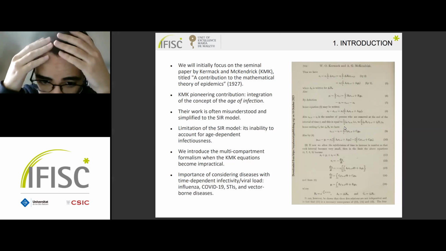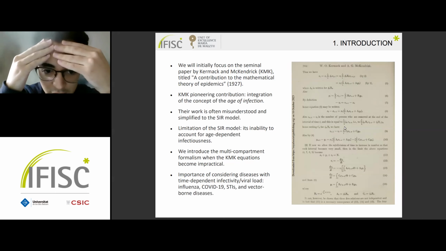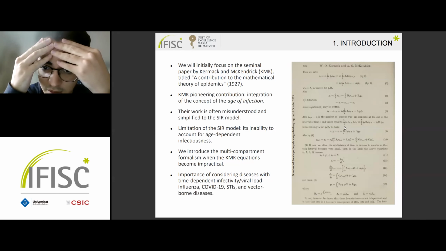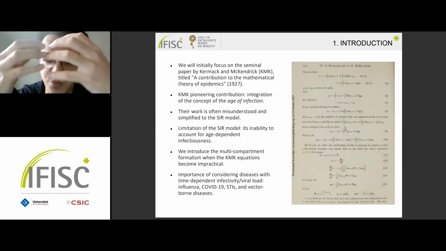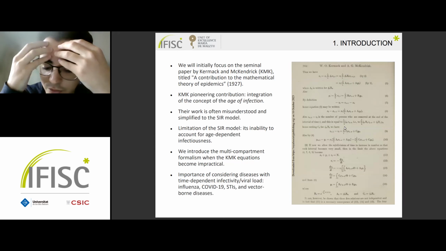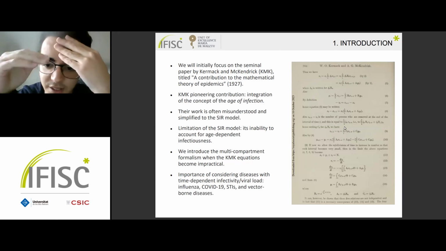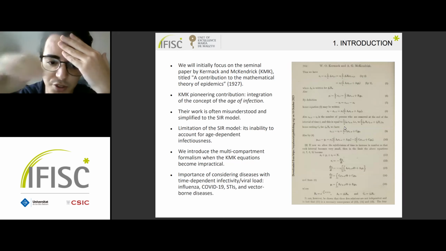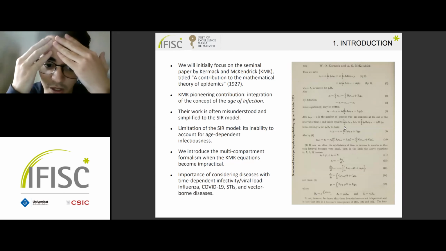The work is often misunderstood or simplified to the SIR model. So most people understand the Kermack and McKendrick model simply as the SIR model, but we'll show that Kermack and McKendrick equations are much more general than the SIR model, because the main limitation of the SIR model is that it doesn't account for an infection rate that depends on the age of infection. It uses constant infection rates and recovery rates.